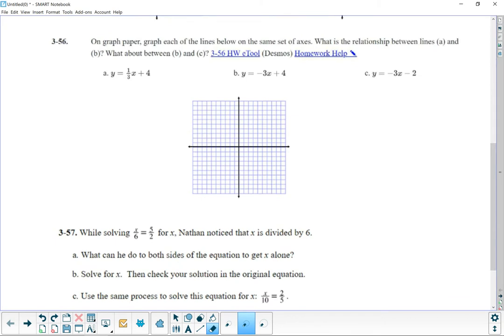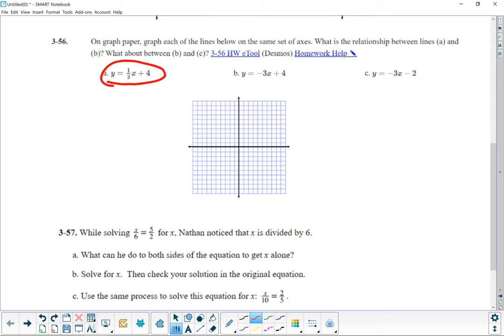Number 56 says, go ahead and graph each of these lines on the same set of axes, meaning on the same graph. And then what's the relationship between lines A and B? And then what's the relationship between lines B and C? So we'll do each of these in different colors. We'll say A is in red.